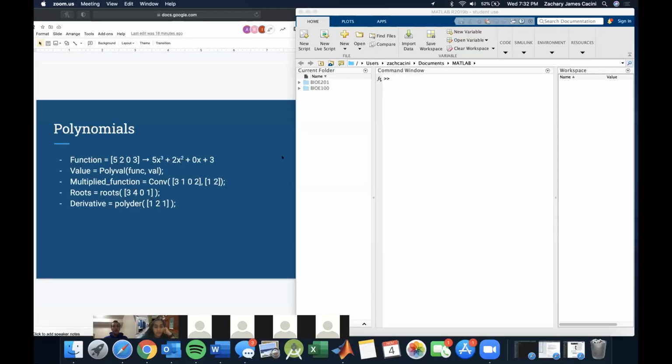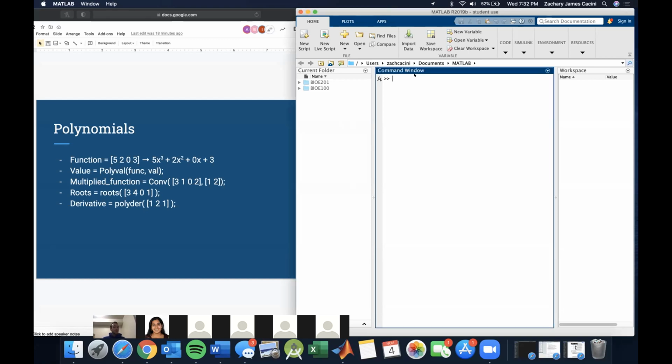All right, now we're going to talk about polynomials. Working with polynomials and doing derivatives and integrals and working with other functions is another key aspect of Matlab, and a way to use Matlab kind of like a more advanced calculator.